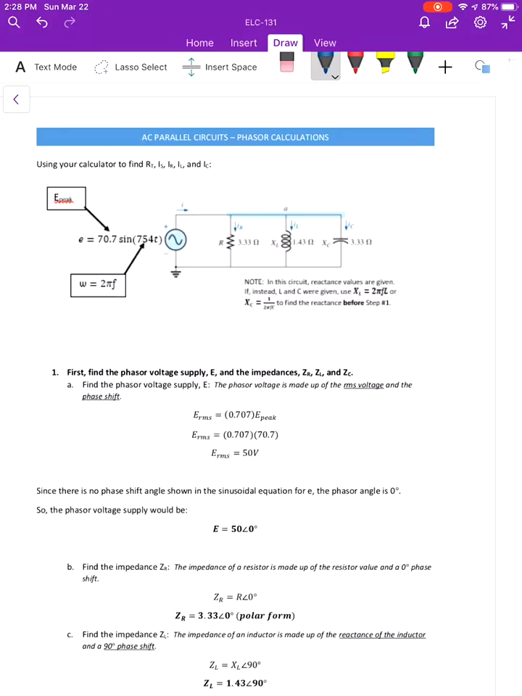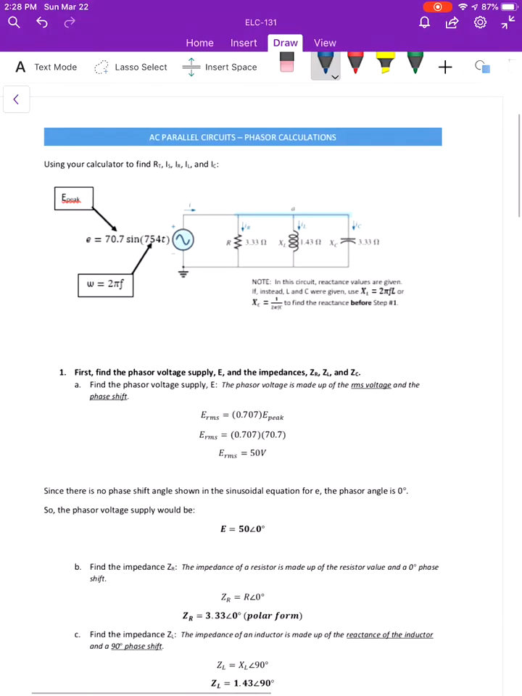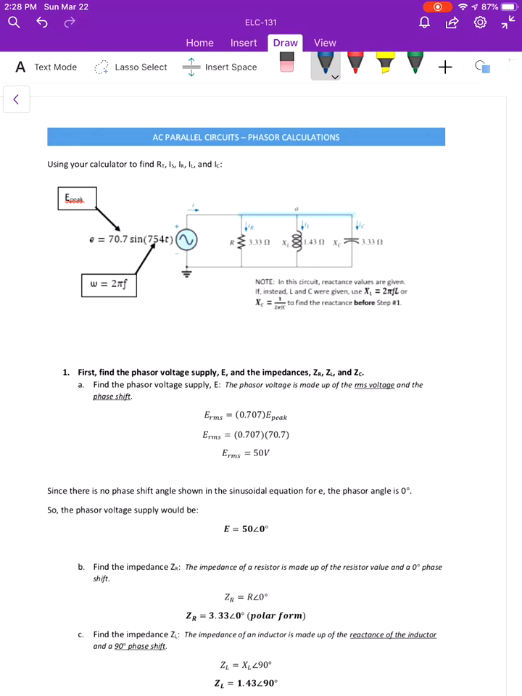Now let's work through a parallel circuit sample. So here we're going to apply an AC signal to 3 parallel components. So we have a resistor, a 3.33 ohm resistor, a 1.43 ohm inductor.